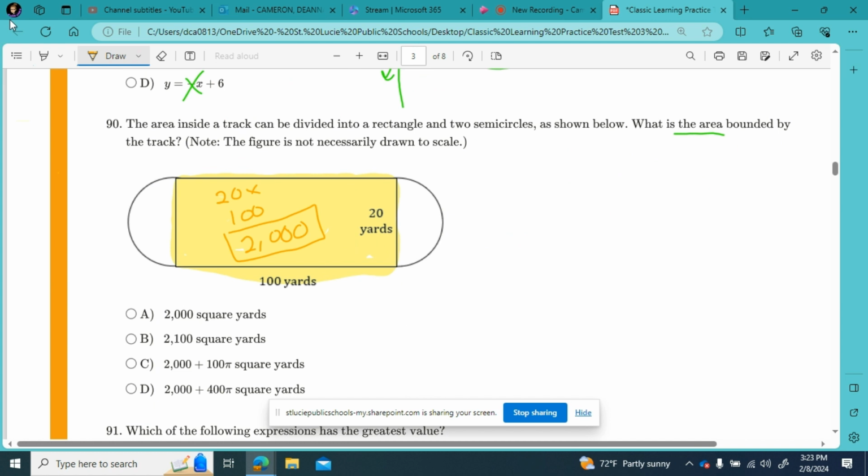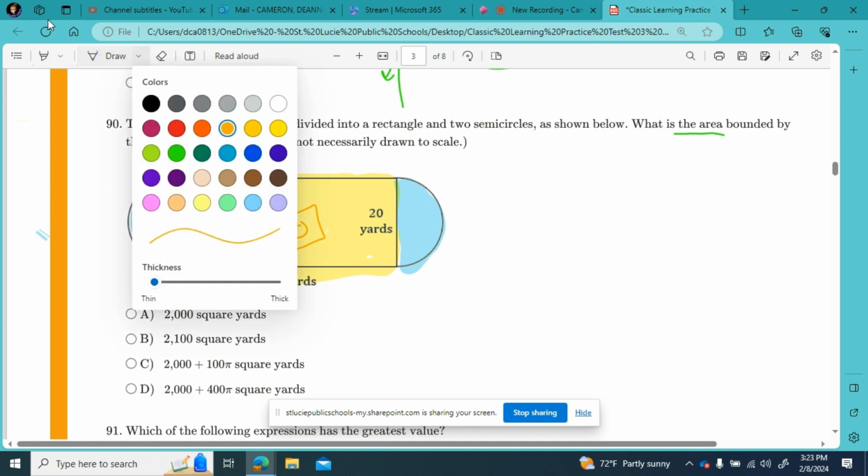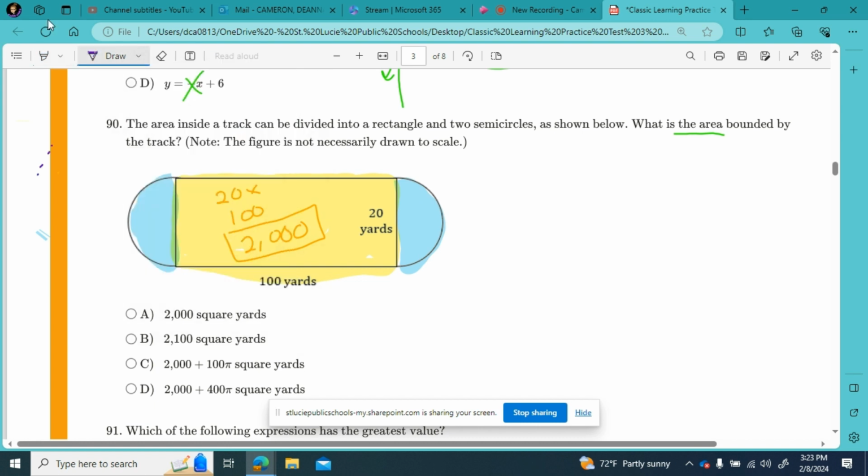So if I took my 2 semicircles and smushed them together, I'd have one whole circle, right? And my formula for area of a circle is actually the first thing on the reference sheet. Area of a circle is pi r squared, where r is the radius, and our radius of our circle goes halfway across.